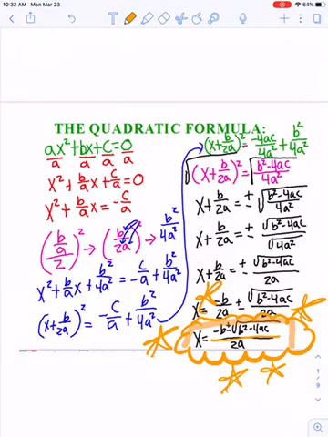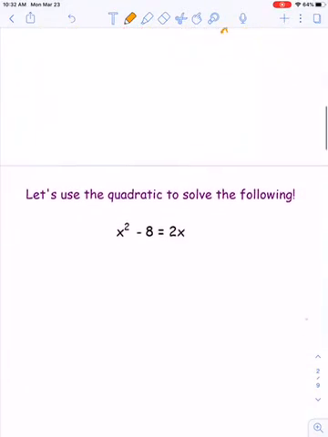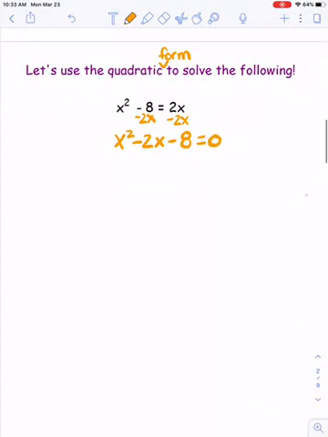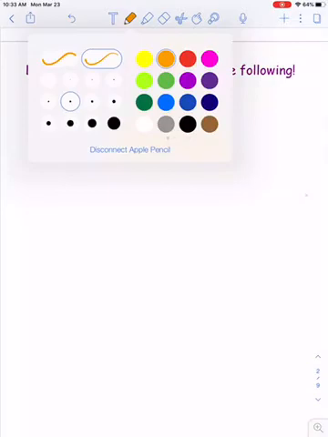So to illustrate how it works, we're going to jump right into an example. It says, let's use a quadratic formula to solve the following. Before we start using the quadratic formula, we first have to set our quadratic equal to 0, just like we did when we were factoring. So I got to move this 2x to the other side. Now I'm going to write it in standard form. So I'm going to have x squared minus 2x minus 8 set equal to 0. Once I have it like this, now we can use the quadratic formula.